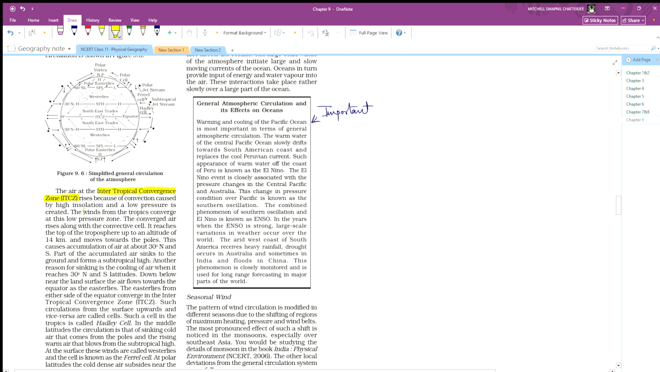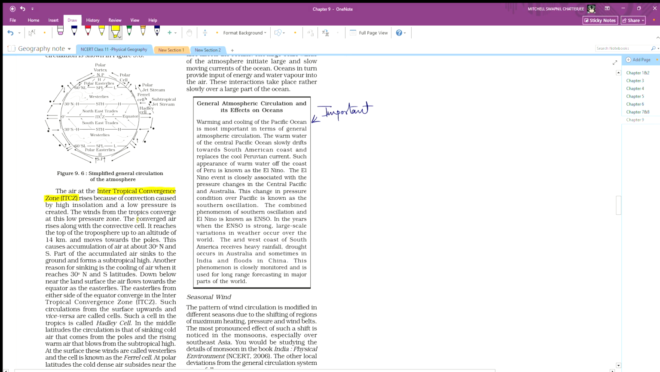When low pressure is created, the wind from the tropics converges on this low pressure zone, and the converged air rises along with the convective cell. Where is the convective cell? It is the polar cell, polar jet stream, Ferrel cell, tropical jet stream, Hadley cell.